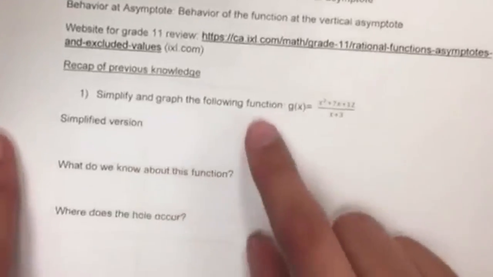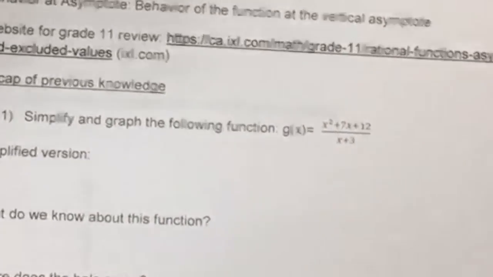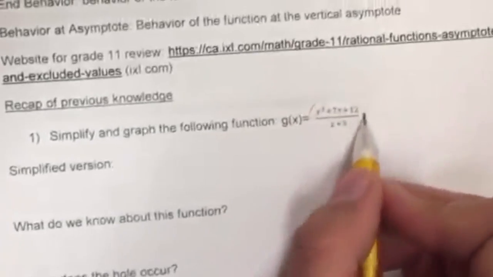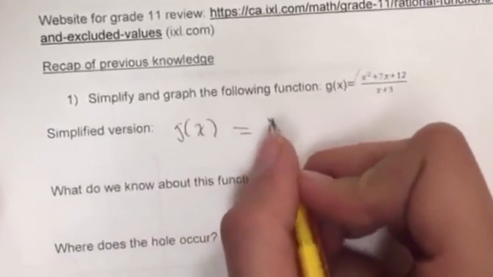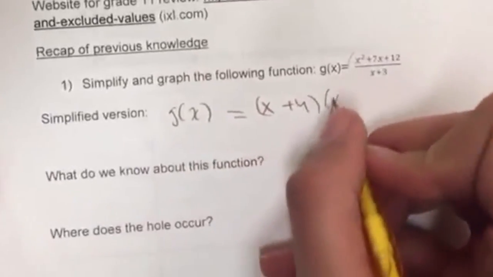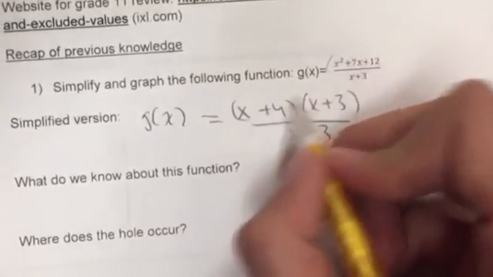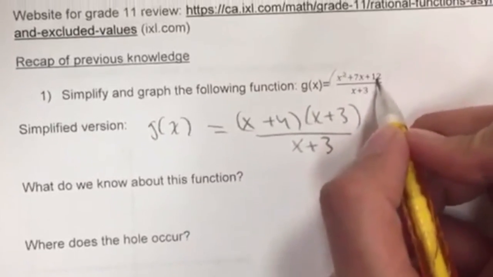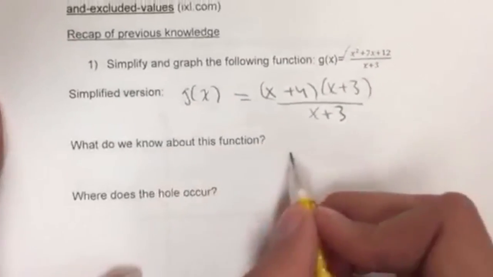Simplify and graph the following function: g(x) equals (x squared plus 7x plus 12) over (x plus 3). The simplified version: we can factor the numerator, so g(x) equals (x plus 4)(x plus 3) over (x plus 3). We get this by finding two numbers that multiply to 12 and add to 7, which is 4 and 3.